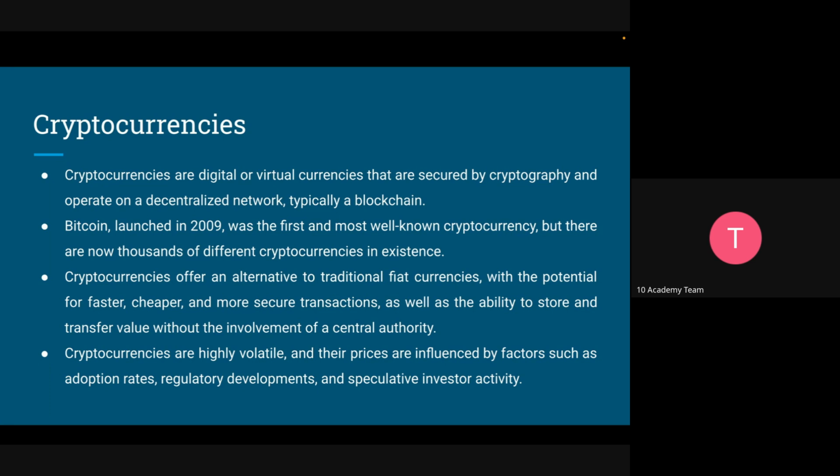So cryptocurrency offers an alternative to traditional fiat currencies with the potential for faster, cheaper, and more secure transactions because it's not owned by anyone. It's more secure because everyone is aware of where each coin is going.